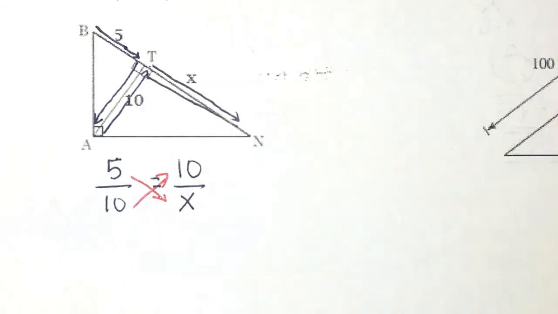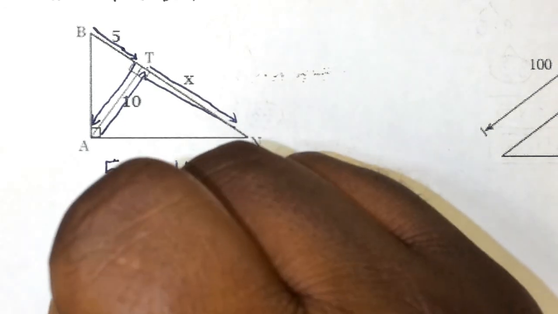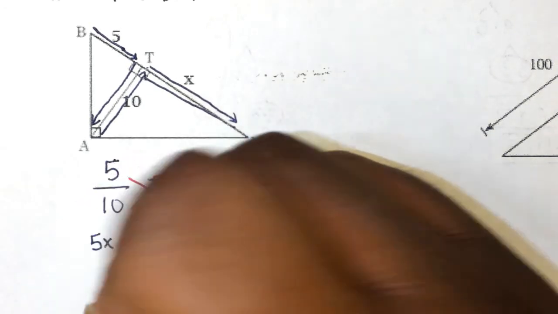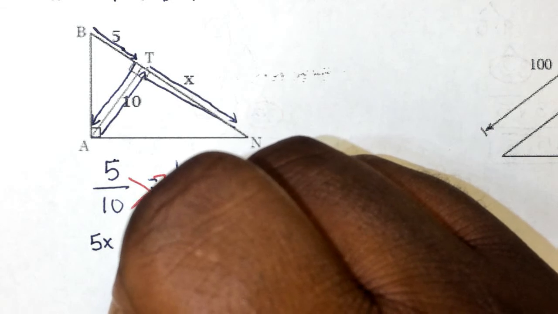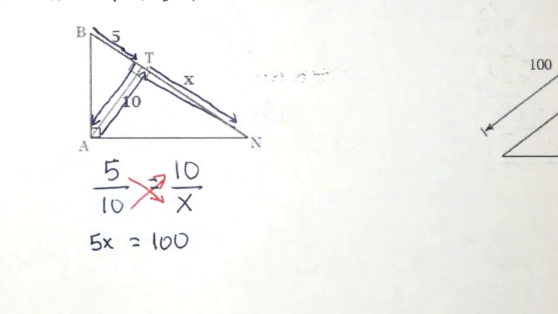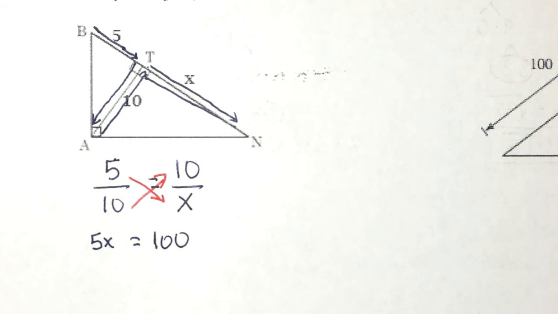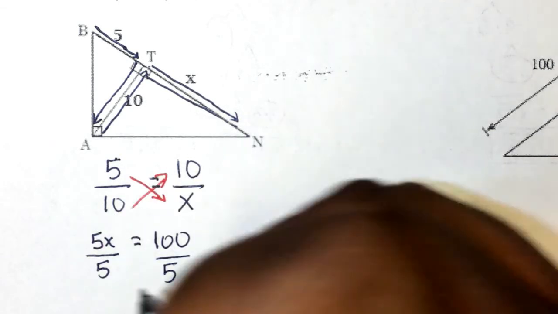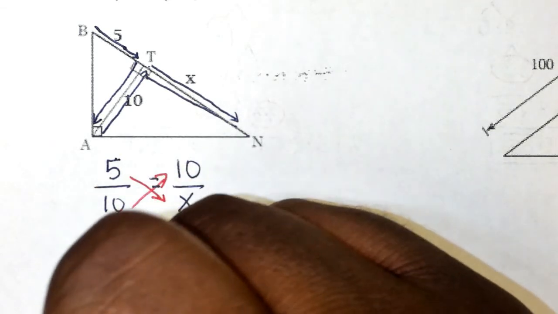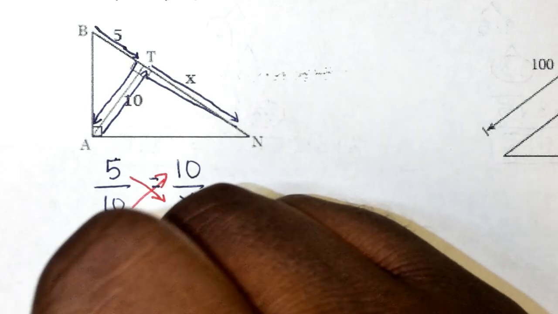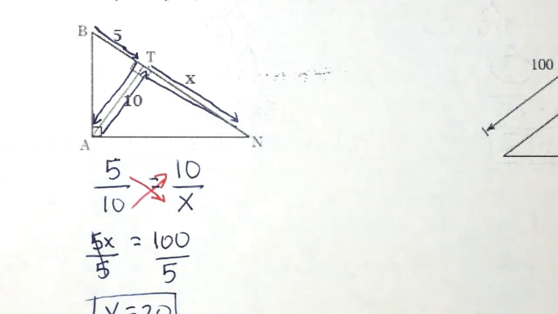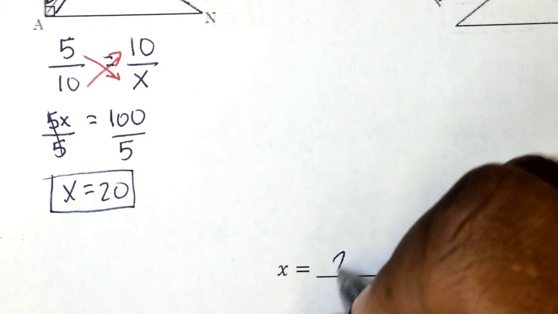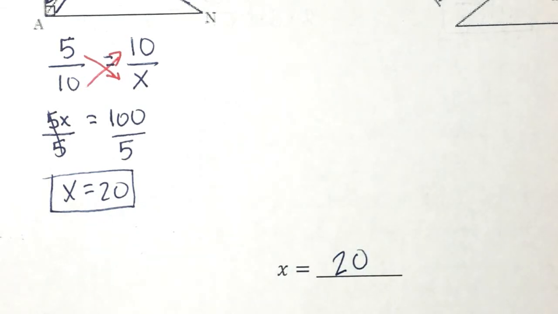Cross. 5 times x, 5x. Over here, 10 times 10, 100. Divide by 5. 5 by 5. X equals. Thank you. So that's telling you the value of x on here is equal to 20. Oh, we got a box down here. Alright, x equals 20. Yeah, that's the situation.